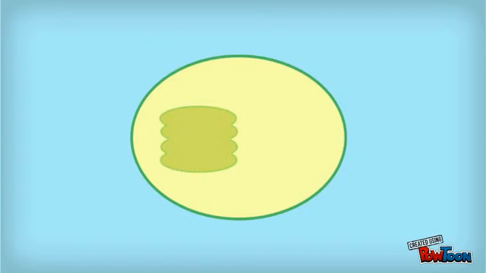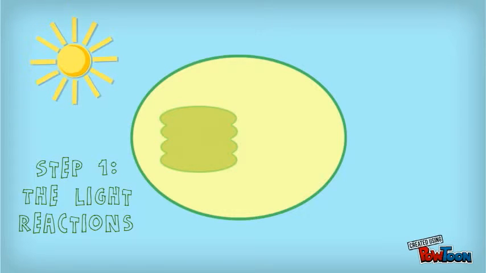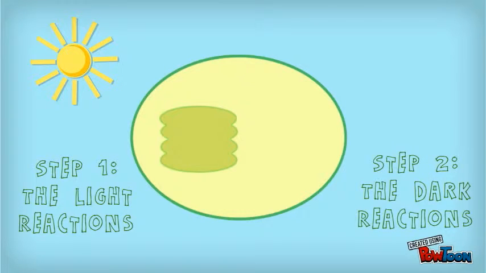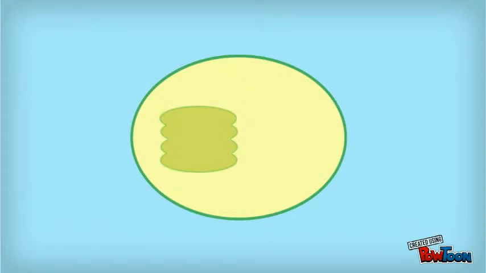The entire process of photosynthesis takes place in two key steps. The first step is the light reactions, which are powered by energy from the sun. The second step is the Calvin cycle, or the dark reactions. These can take place using the outputs of the light reactions and therefore do not require any energy from sunlight. The light reactions take place in a part of the chloroplast called the thylakoid.